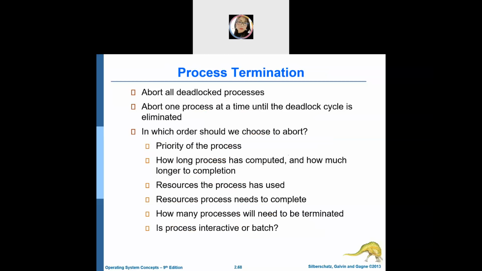When we already detect there is a deadlock, we need to know how to terminate the process. Abort all the deadlocked processes. Abort one process at a time until the deadlock cycle is eliminated. So after you find out there is a deadlock, you need to know how and you need to terminate it. In which order should we choose to abort? Because sometimes there are a lot of deadlocks.